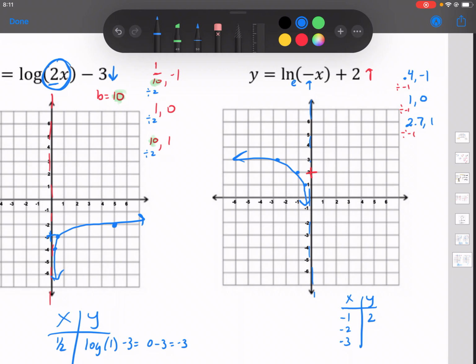But then not all of them will be like that. So if I put in negative 2, I'll get 2.7 approximately. And then if I put in negative 3, I'll get 3.09 approximately. And so I could plot those and I'd still get the same rough graph that was right here.